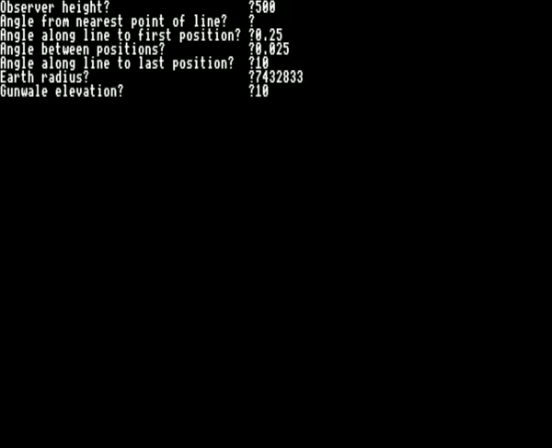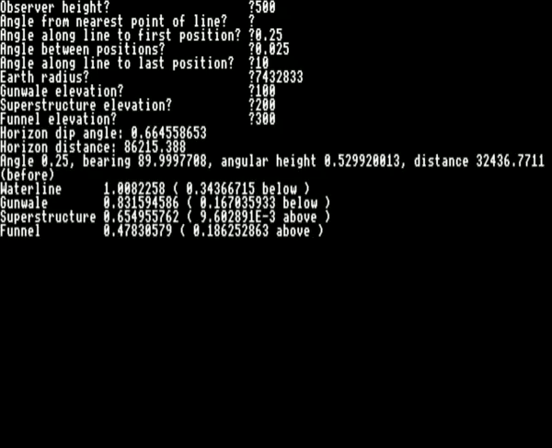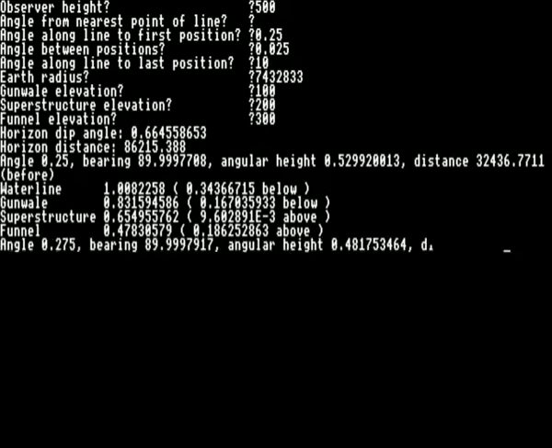And we're going to have a really tall ship. 100 to the top of the hull, 200 to the top of the superstructure, 300 to the top of the funnel. There's a horizon dip angle from that high. And the distance, 86 kilometres. The first point is only 32 kilometres away. And as it says here on the left, before the horizon. Waterline and gunnel are below the horizon, superstructure and funnel above it.